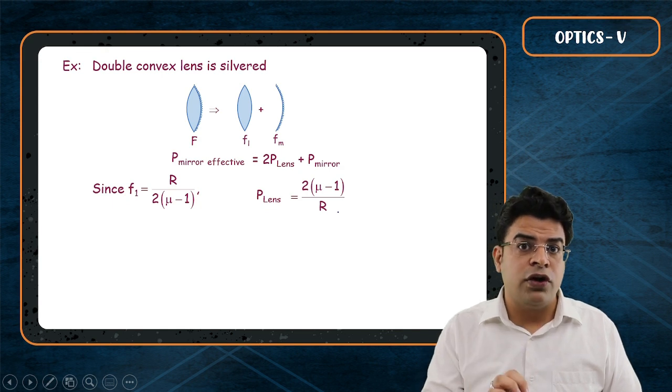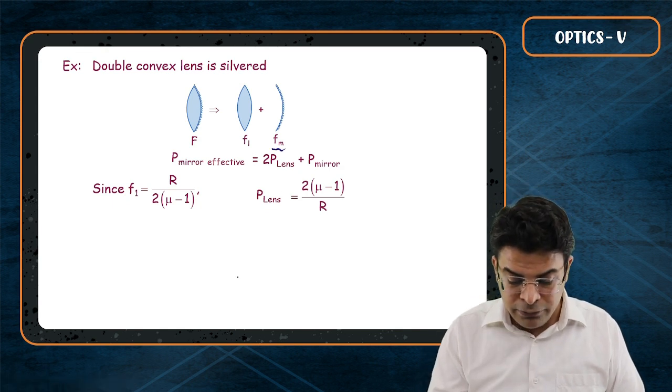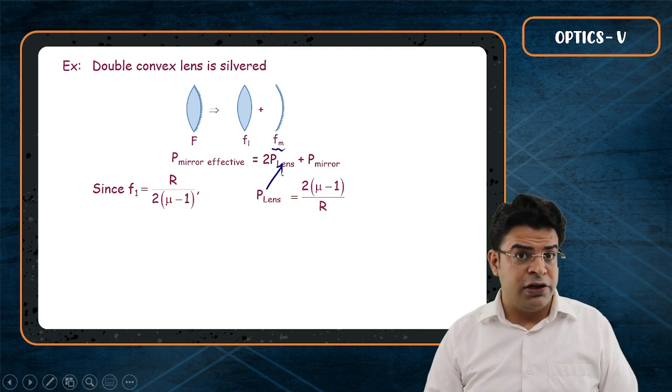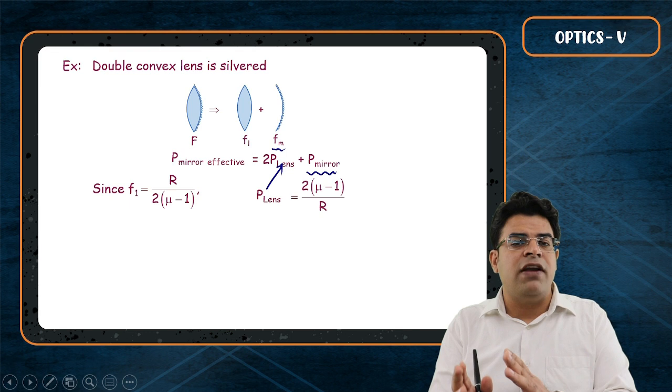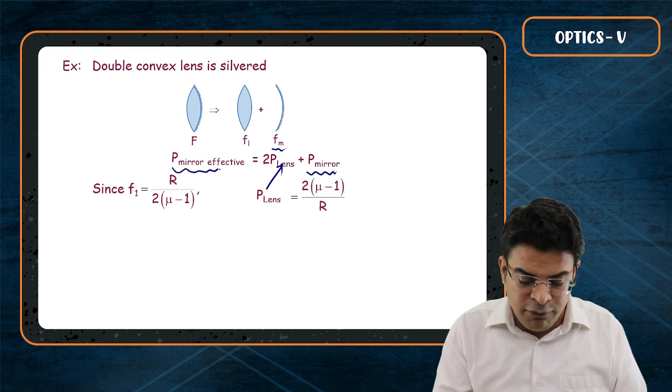Now we need to focus on power of the mirror. Because we know power of lens, we will substitute it here. If we know the power of the mirror, we will substitute it here, and that will help us find the effective power of the mirror formed.